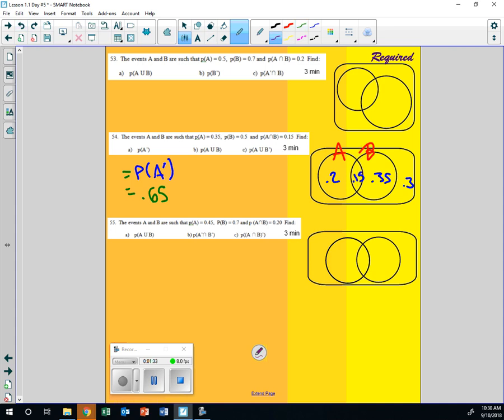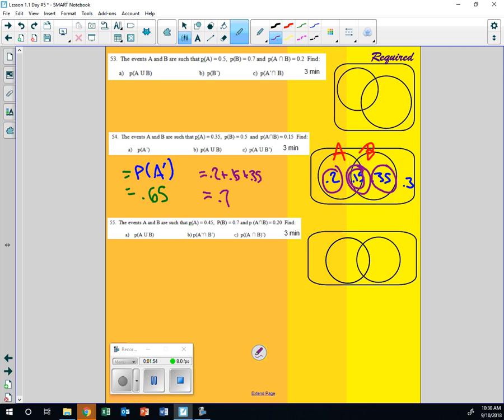Probability of A union B. Well, here's A, here's B. So is it one or the other or both? You just add those up. So it's going to be 0.2 plus 0.15 plus 0.35, which we've kind of done already to get this 0.3, which is 0.7.